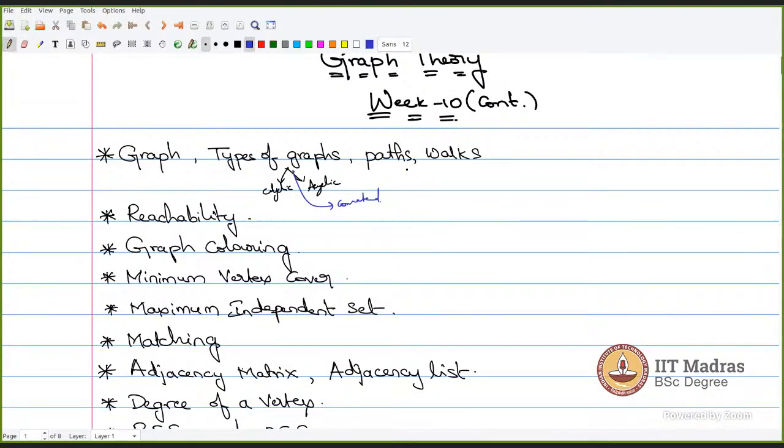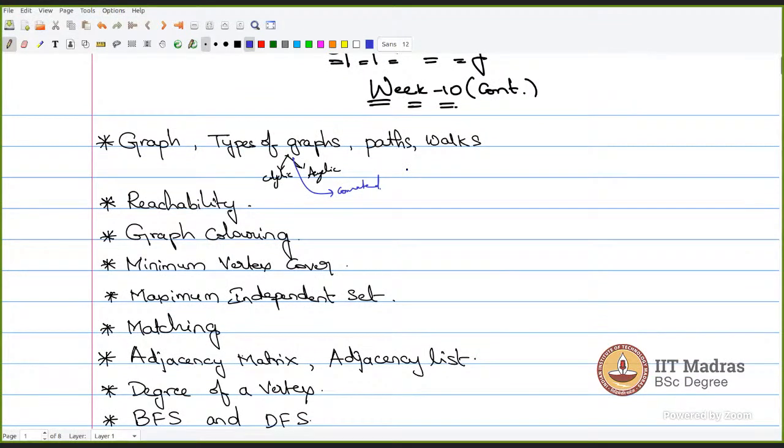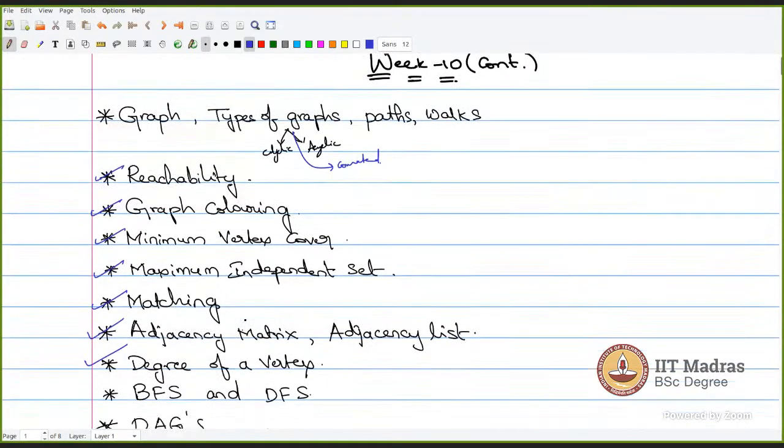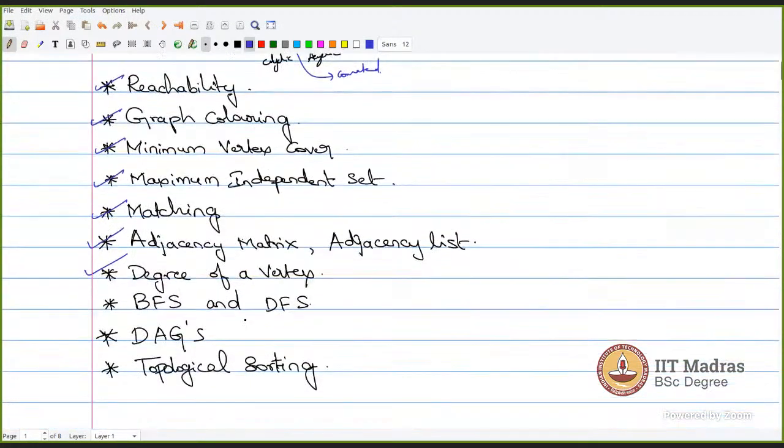What is a walk, we have discussed. And in this section, let us start looking at what is reachability and what is graph coloring. I will try to cover reachability, graph coloring, minimum vertex cover, maximum independent set, matching, adjacency matrix, adjacency list, and the degree of a vertex. We will see what is the degree of a vertex. And later, if time permits, we will discuss BFS, DFS, DAGs, and topological sorting.